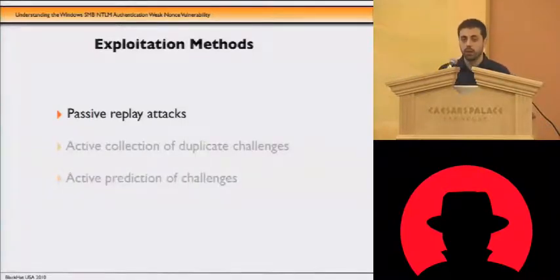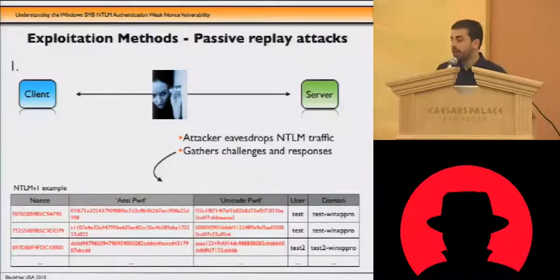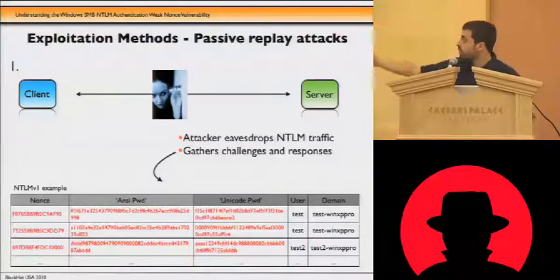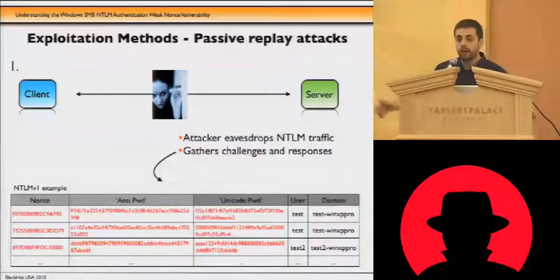So let's start with the passive replay attack. Basically, the attack is super simple. It's like I said before. You have a network where you have clients and servers that are performing NTLM authentication between themselves. And you have an attacker that can eavesdrop on the traffic between them. What the attacker has to do is just listen to the traffic without doing anything, and generate a dictionary that has the nonces generated by the server and the response, that is all that information that you see there in the table, that was sent back by the client to authenticate against the server.